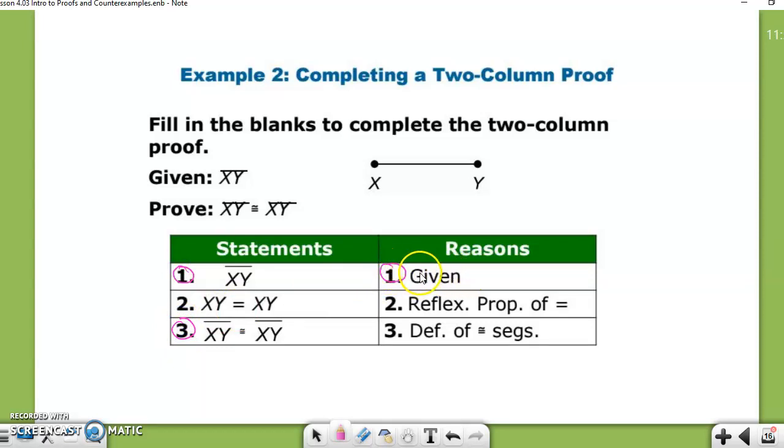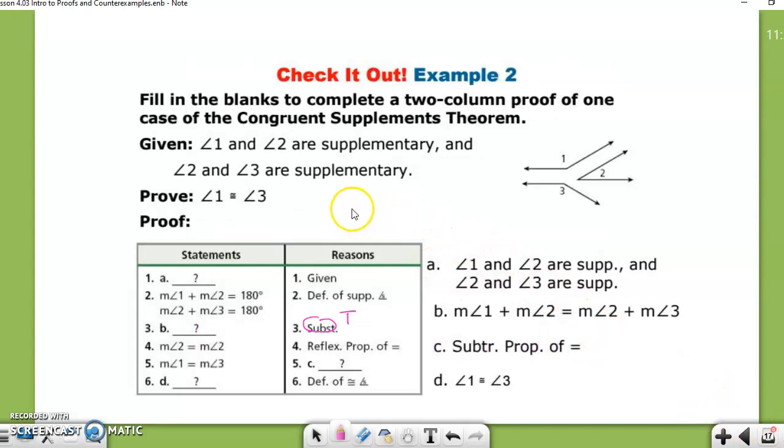So these are things I can fill in right here before I even start thinking about the proof. Okay, I'm given that I've got a segment XY. I know that XY is equal to itself because of the reflexive property of equality. Okay, well, when things are equal in measurement, that makes them congruent. So it's really, this one says definition of congruent segments. I always just write definition of congruency, which states that if you have equal measure, you are congruent. There's usually more than one way to do a proof.